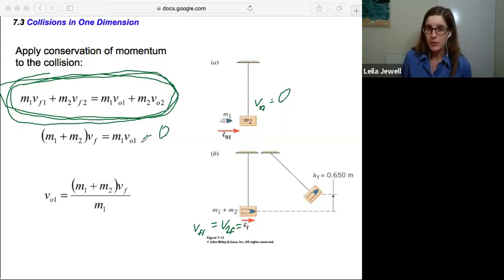We know that we ultimately want to solve for that initial velocity, the speed of the bullet before it encounters the block. So if we divide both sides by m1, then we'll be at an equation.